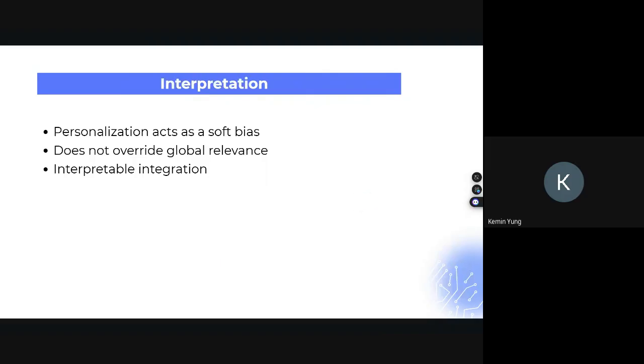Overall, personalization acts as a soft bias. It does not override global relevance, but integrates in an interpretable and controlled manner. Next slide, please.